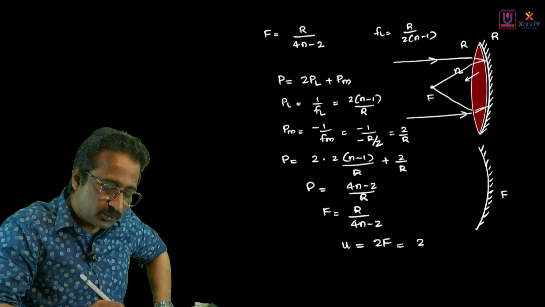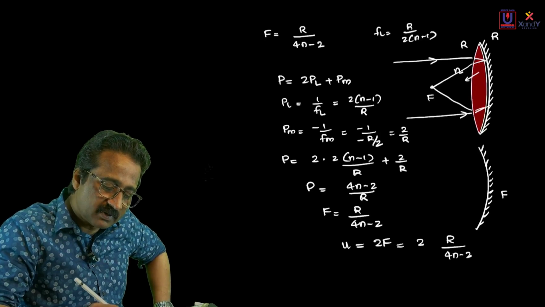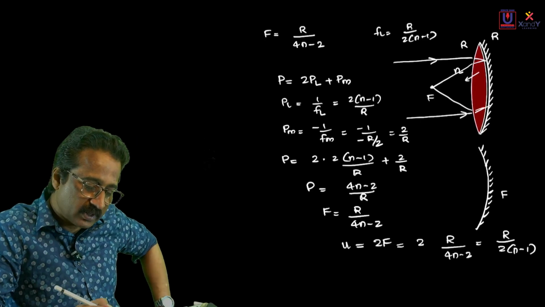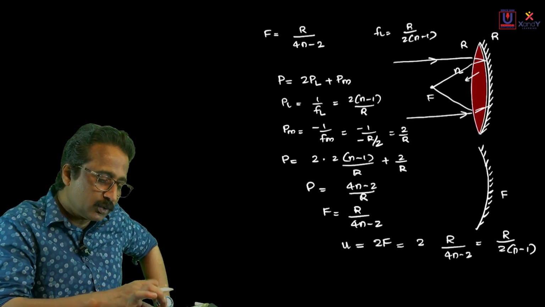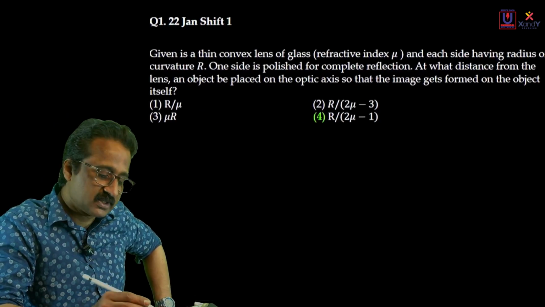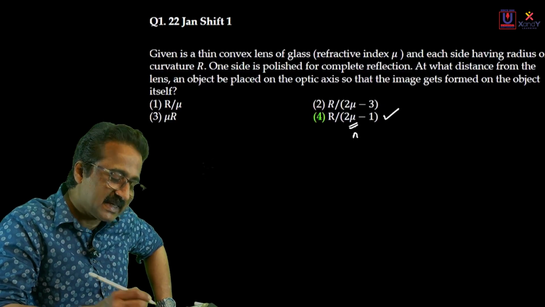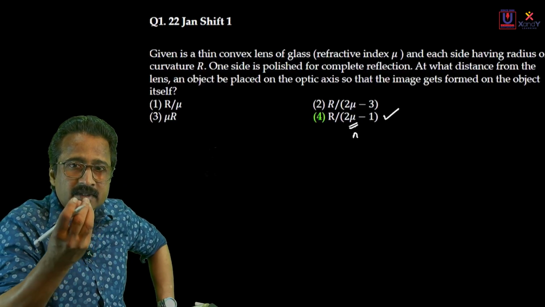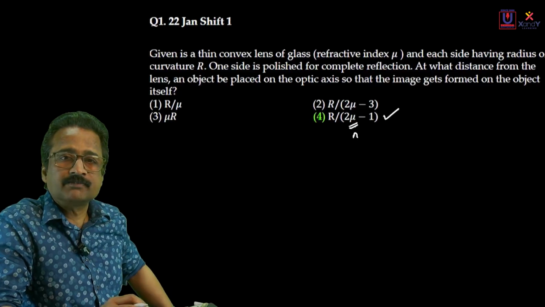So this is equal to 2 into, now f is r by 4n minus 2. Simplifying this, you'll have r by 2 into n minus 1, because this 2 can be taken as common. It becomes r by 2 into n minus 1. So r by 2 into n minus 1 is the distance at which you must keep it. Actually, this is the answer. Now, this mu is what I meant as n here. N is the refractive index of the medium that is used to construct the glass. Okay, that was question number 1.